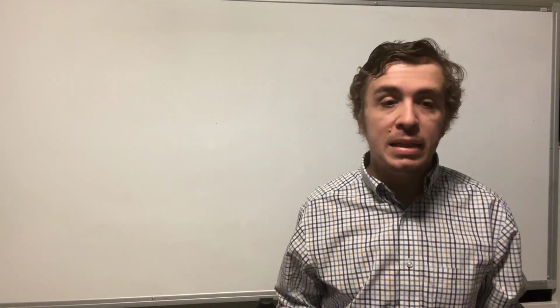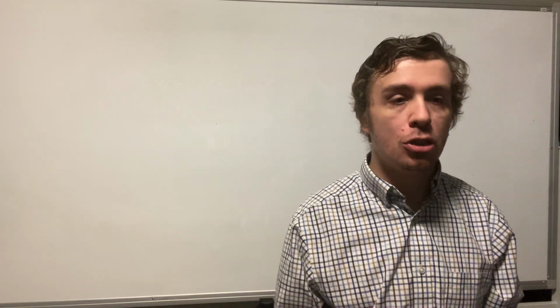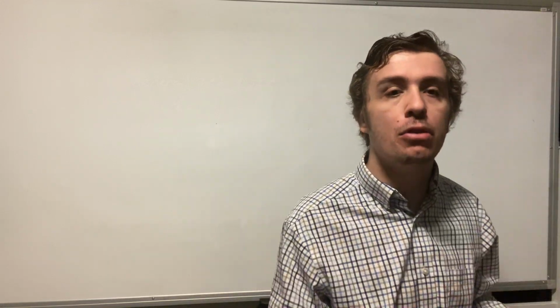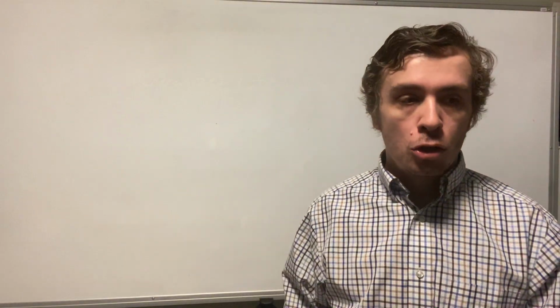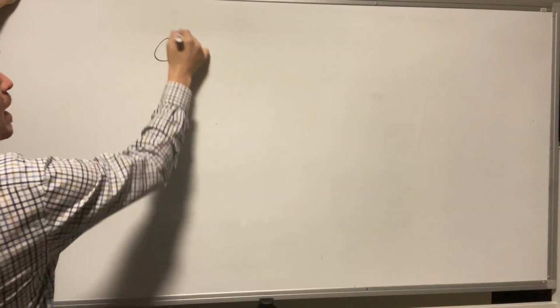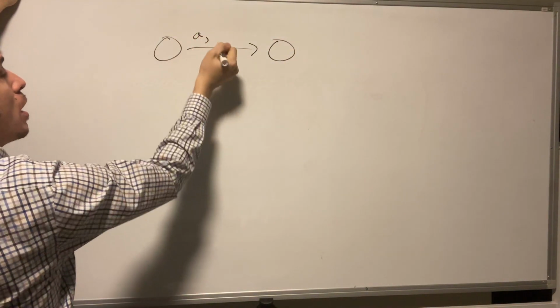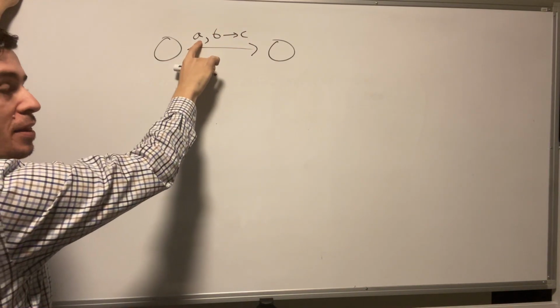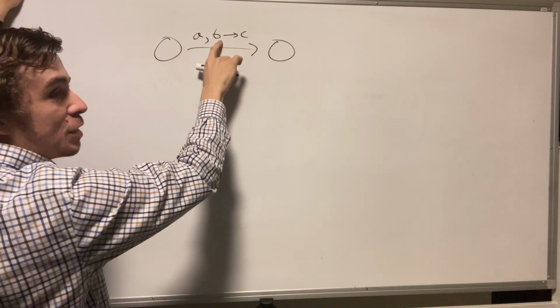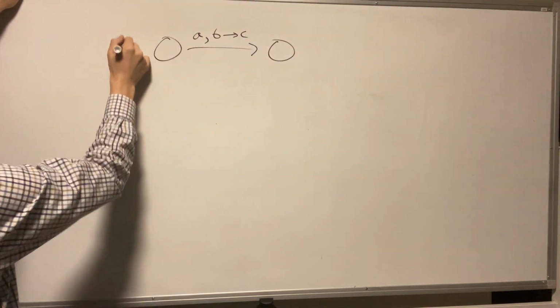One thing to keep in mind is how to know the difference between a pushdown automaton transition and a Turing machine transition, because it's easy to get those mixed up. The PDA one, if we have a transition that looks like this, is going to look like a, b goes to c, where a is the thing that's being read, b is the thing that's being popped off the stack, and c is the thing that's being pushed. So that's the PDA.